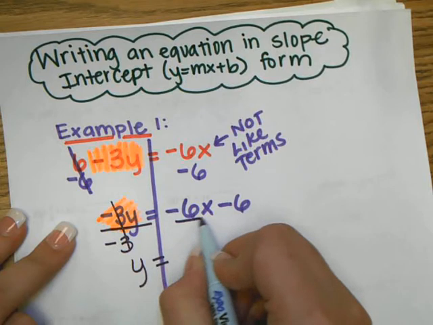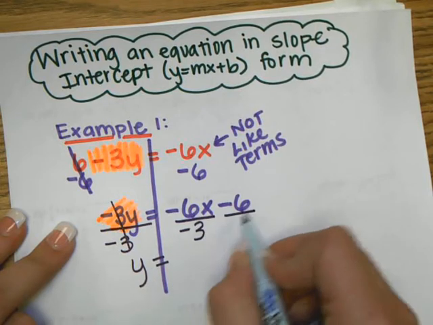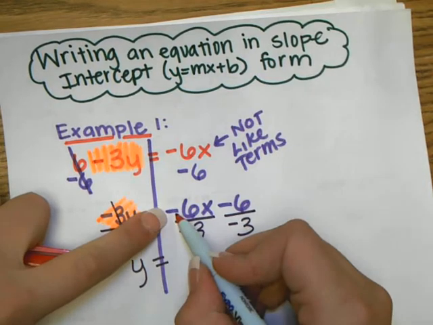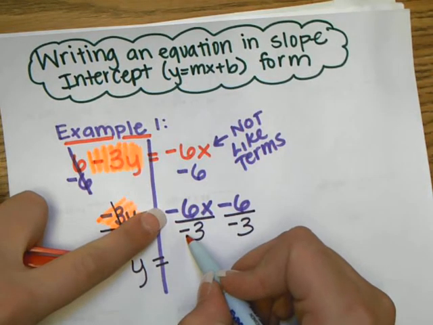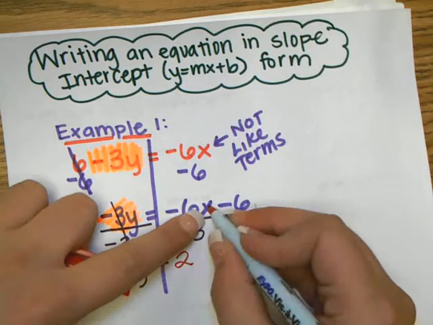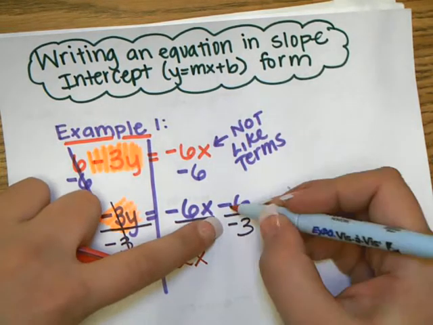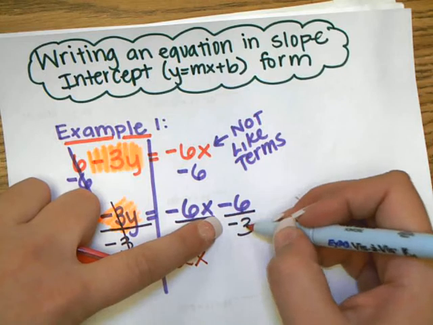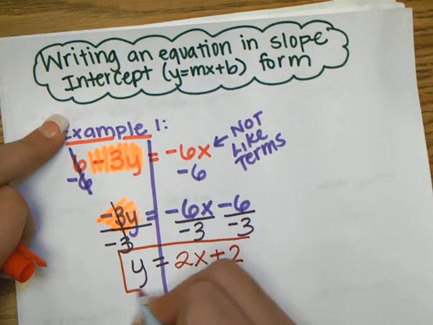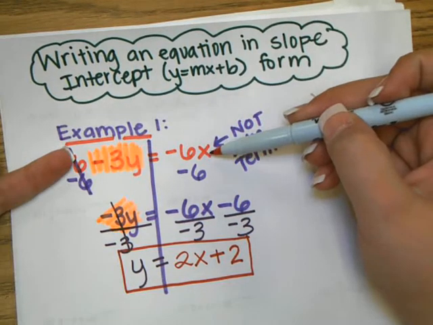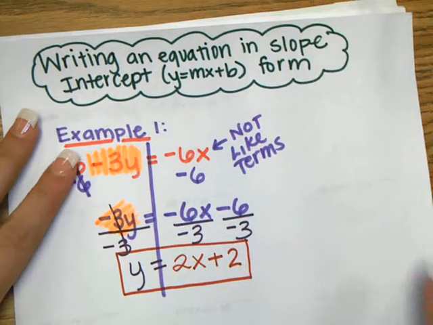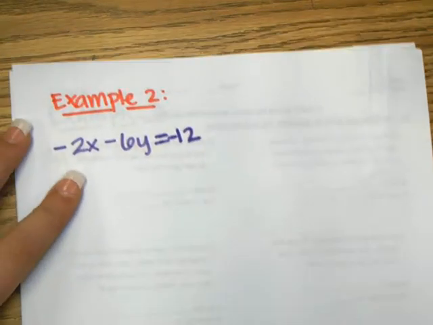Now whatever I do on one side, I have to divide the entire side by negative 3. So a negative divided by a negative is a positive, and 3 goes into 6 2 times. Then I'm going to bring down the x. Negative 6 divided by negative 3 is positive 2. So I have successfully written this equation in slope-intercept form. Let's go ahead and take a look at another example.